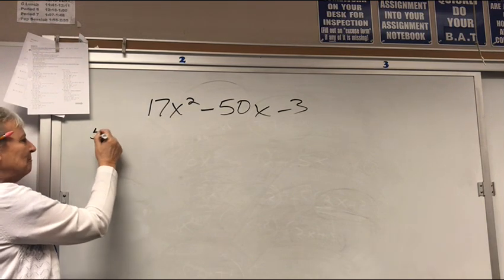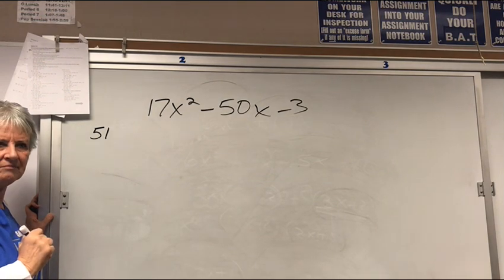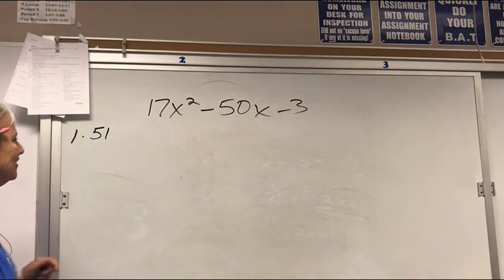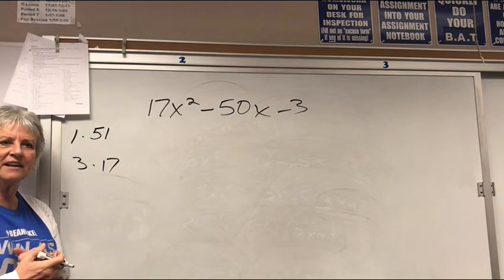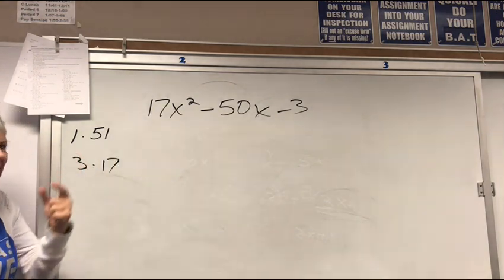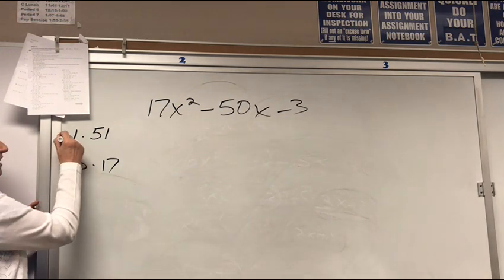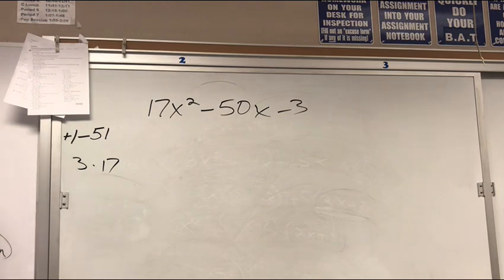You think I just know that? 51. The factors of 51 are 3 and 17, obviously, and 1 and 51. How can I get a negative 50 out of that? 1 and 51. Oh, yeah. Positive 1, negative 51.